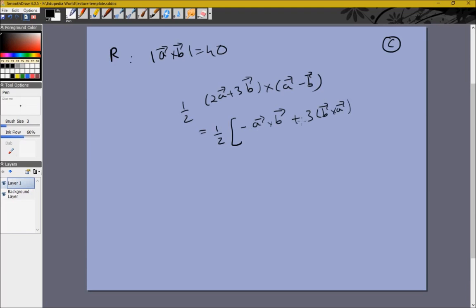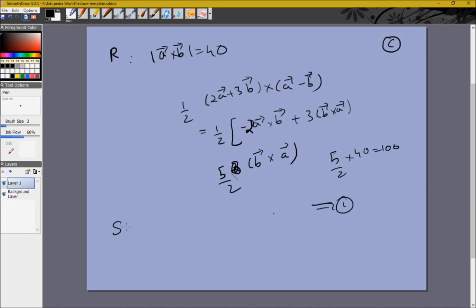So 4 times B cross A by 2 is 2 times B cross A, and the minus A cross B gives another 2 times B cross A... wait, so total is 5 by 2 times B cross A. Mod of B cross A is 40. So 5 by 2 into 40 is 100. So consistent with C, the answer is 1.